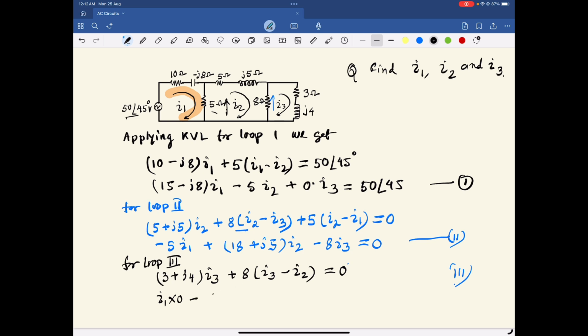minus 8 I2. Now I3 is 3 plus 8, so plus 11 plus J4 into I3 is equal to 0. So this is your equation number 3.